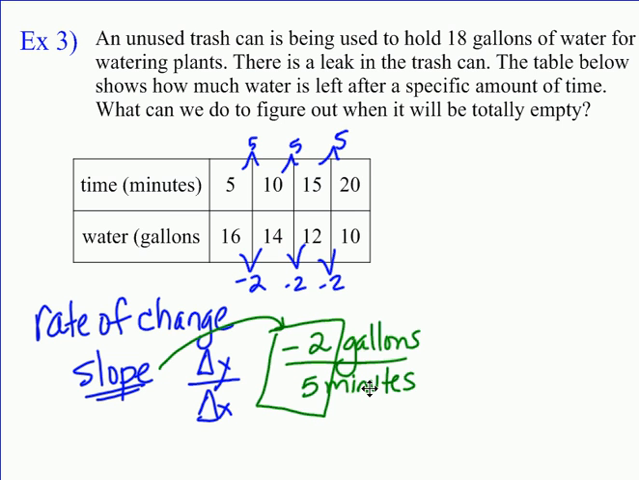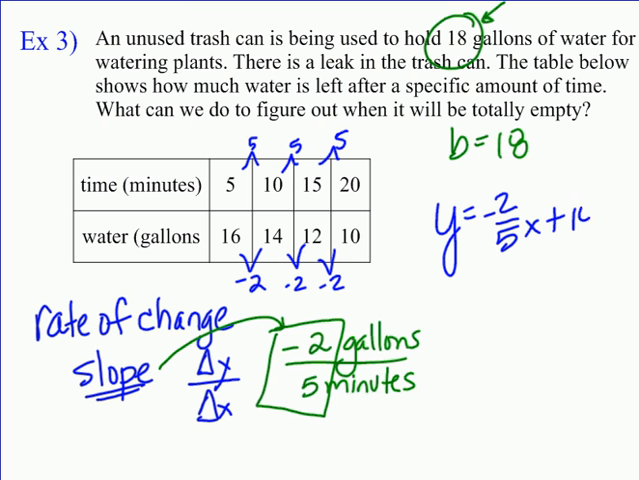Now, we need to figure out what our y-intercept is. And remember, the y-intercept stands for the initial amount in a real-world problem. Well, we started out with 18 gallons, so our b was 18. Now we can tie this all together by writing an equation: y equals negative 2/5 x plus 18.